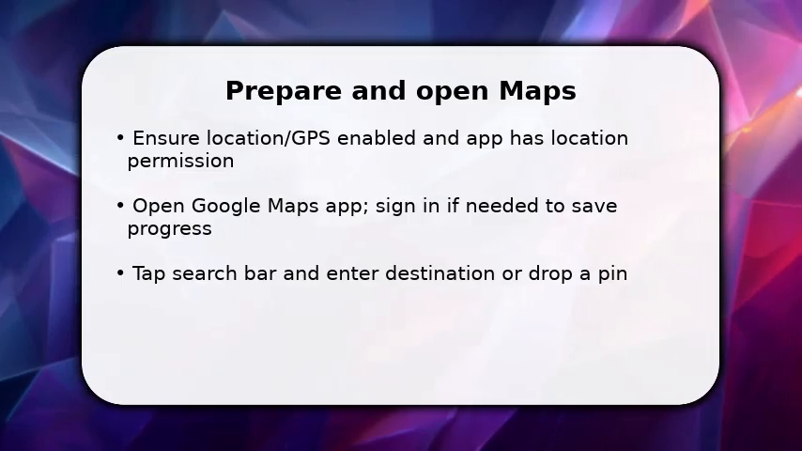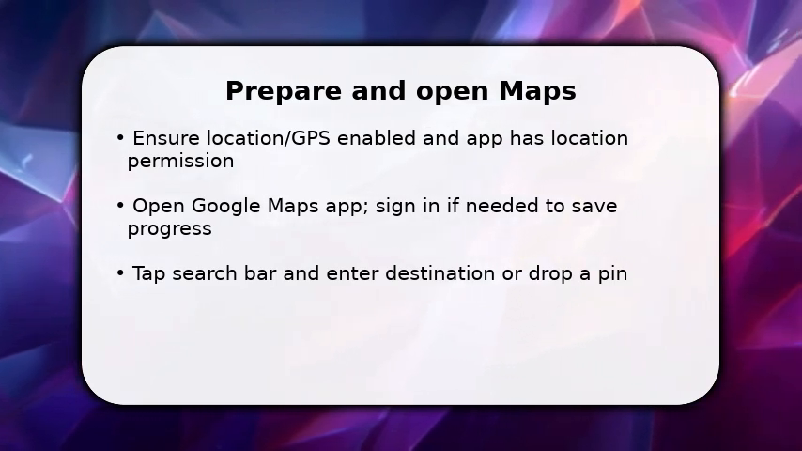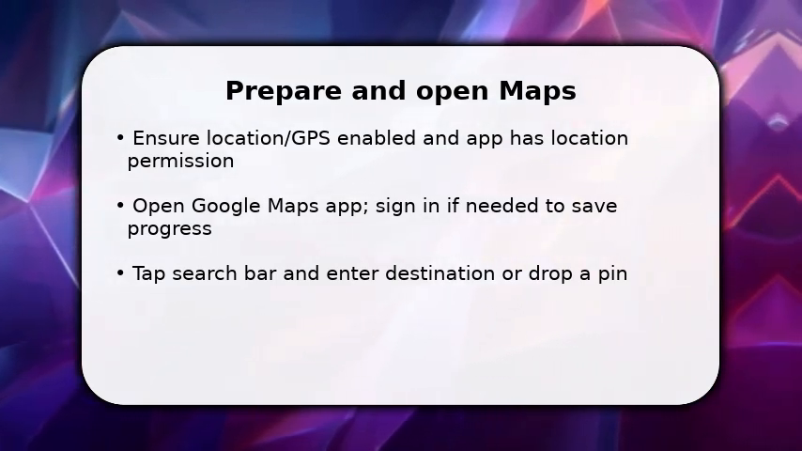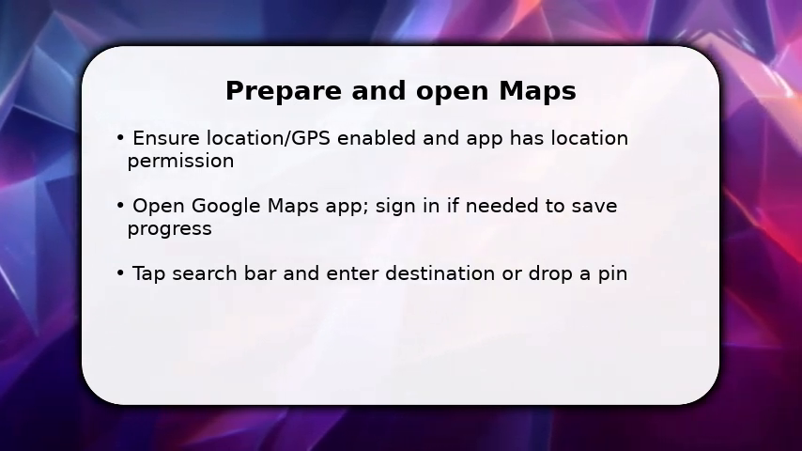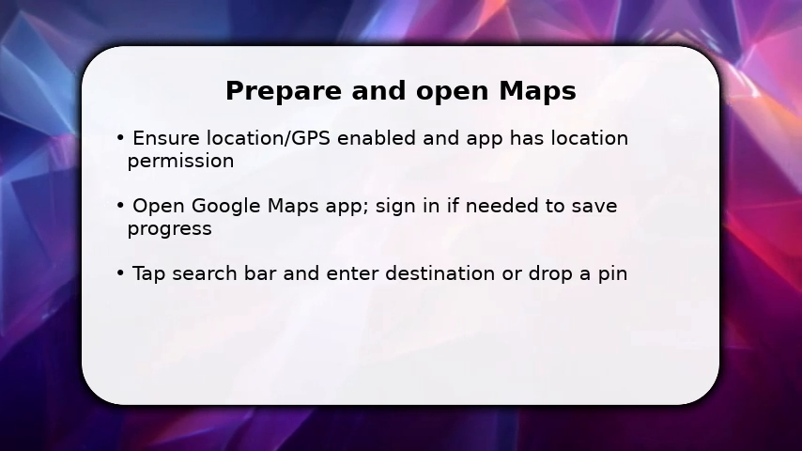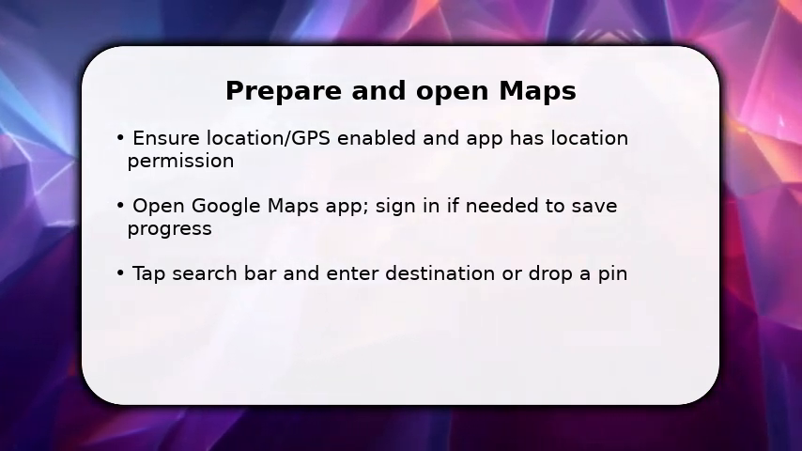You'll start by confirming location services and granting Maps permission so directions are accurate. Once done, open Google Maps and sign in if you want saved routes. Next, type your destination in the search bar or press and hold the map to drop a pin where you want to walk. This gets Maps ready for routing.